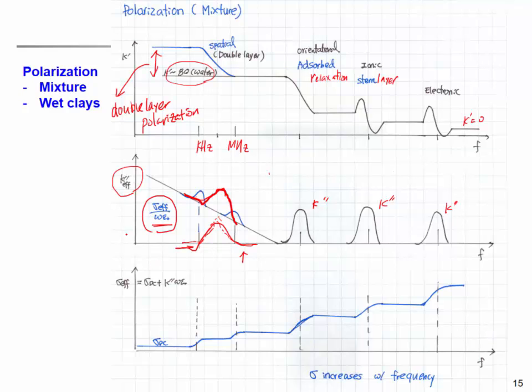And if you look at the effective conductivity, so this is the AC conductivity. That's DC conductivity plus kappa double prime times omega times epsilon naught. In this case, you have a DC electrical conductivity, that's the lower bound, the minimum value. And as the frequency increases, because the polarization loss will be added, you have an increase in effective conductivity with frequency.